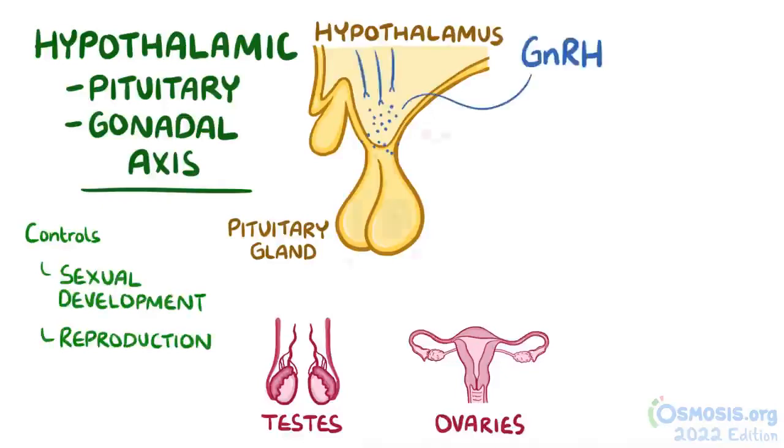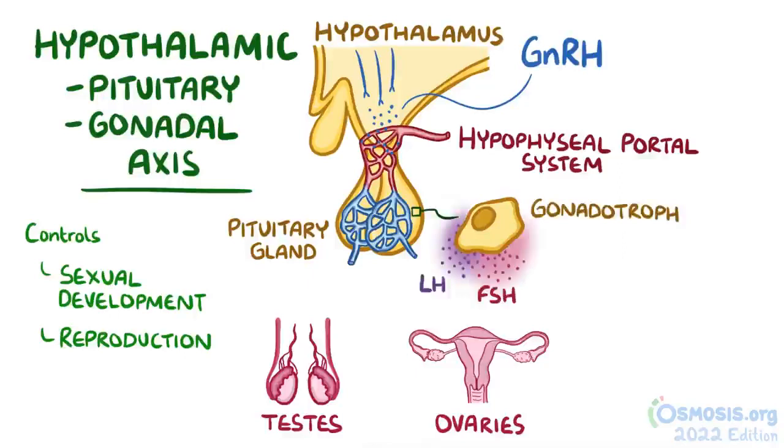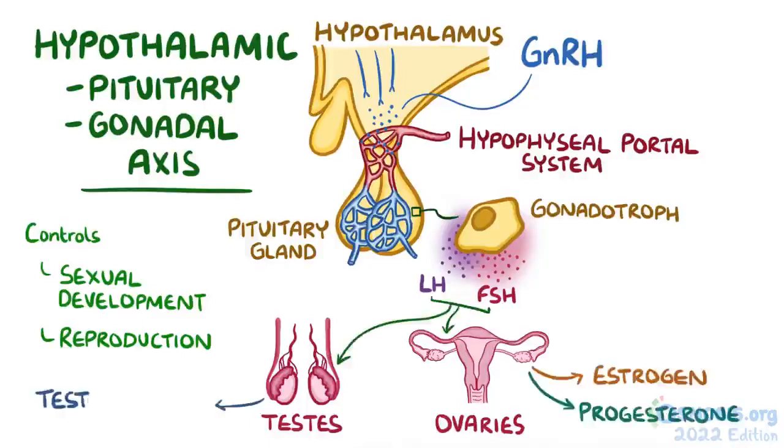Gonadotropin-releasing hormone is released into the hypophyseal portal system, which is a network of capillaries connecting the hypothalamus to the hypophysis, or pituitary. When gonadotropin-releasing hormone reaches the pituitary gland, it stimulates cells in the anterior pituitary, called gonadotrophs, to release gonadotropin hormones, luteinizing hormone and follicle-stimulating hormone, into the blood. These gonadotropin hormones then stimulate the gonads to produce sex-specific hormones. These are estrogen and progesterone in women and testosterone in men.